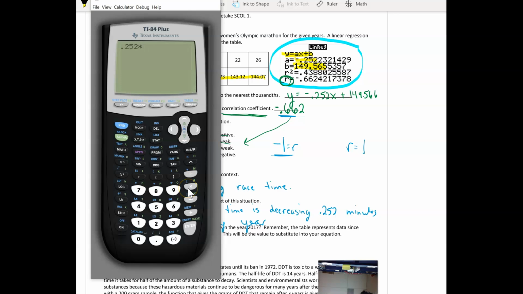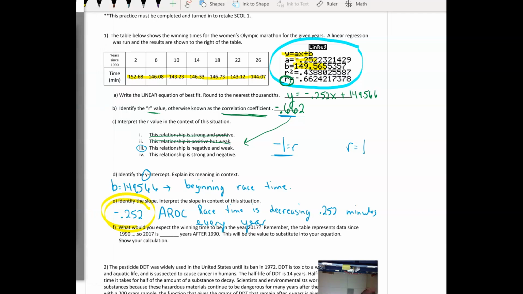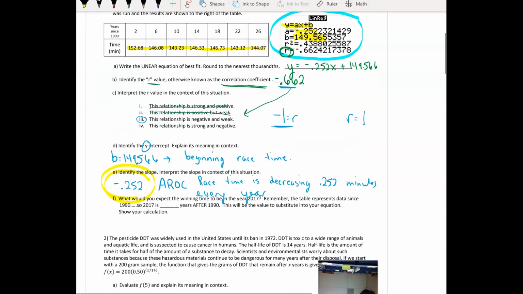And if you think of how many seconds are in a minute, that's 60 seconds. I could actually take that times 60. And what this is saying is that the race time is going down by about 15 seconds every year. And that makes much more sense to us. But that's not how we were asked to answer it, so we'll just leave it the way it is. All right, let's move the calculator out and move to the next one.